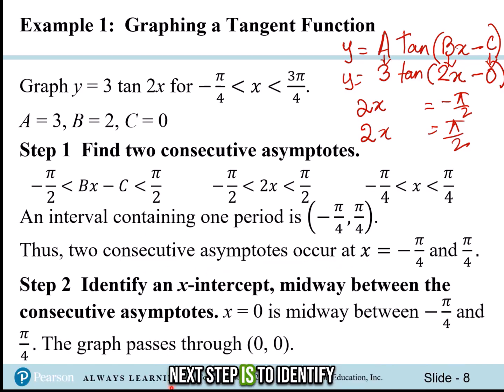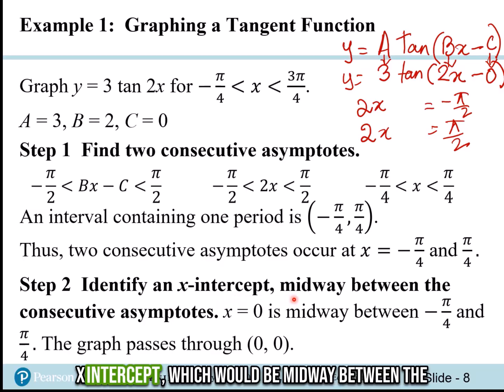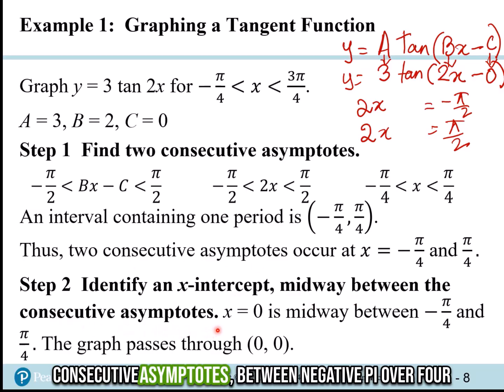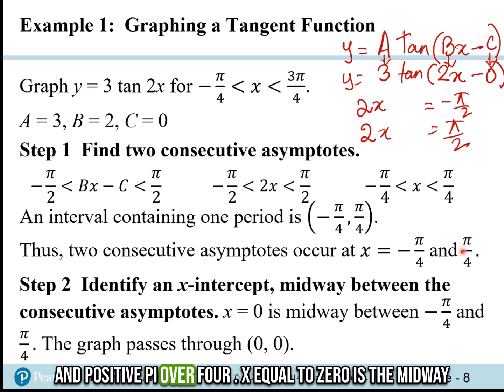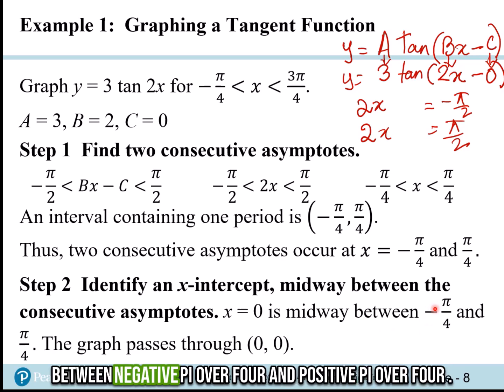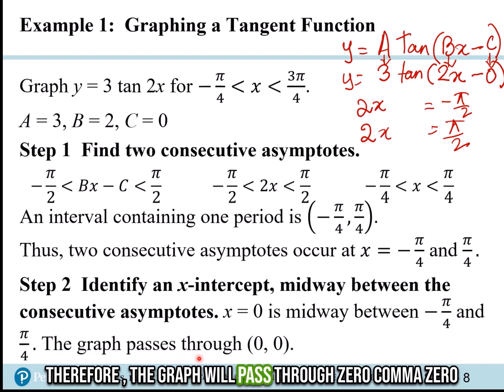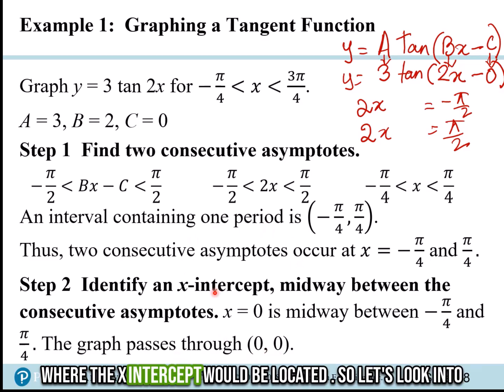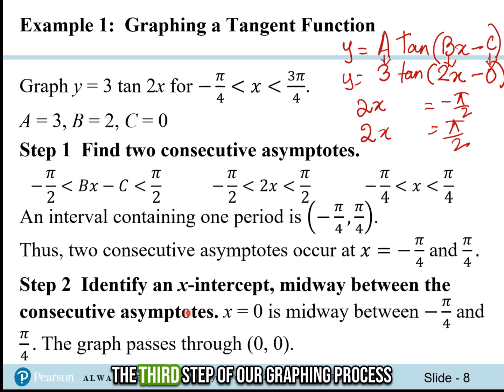The next step is to identify the x-intercept, which would be midway between the consecutive asymptotes, between negative pi over 4 and positive pi over 4. X equal to 0 is midway between negative pi over 4 and positive pi over 4. Therefore, the graph will pass through 0, 0, where the x-intercept would be located. So let's look into the third step of our graphing process.